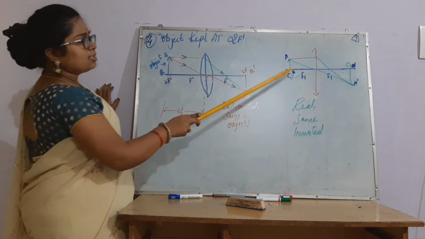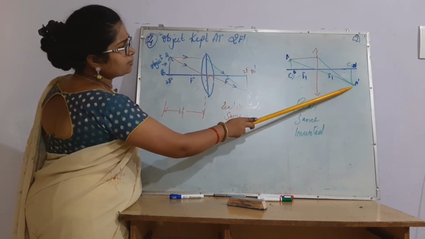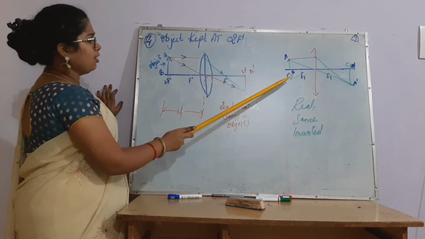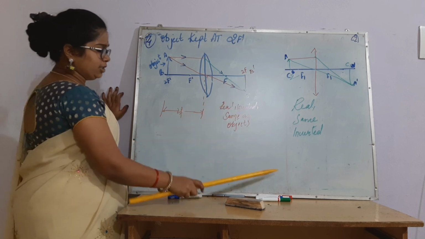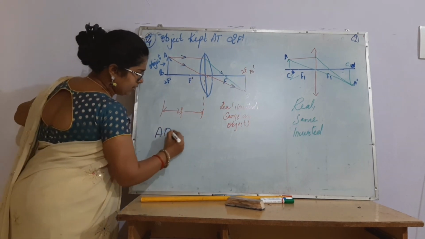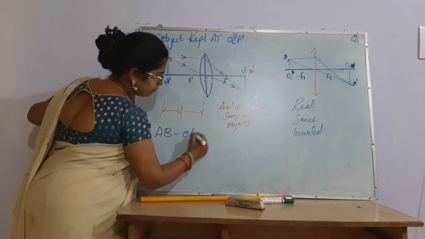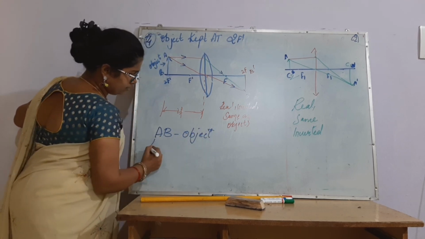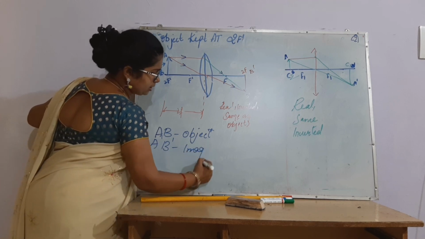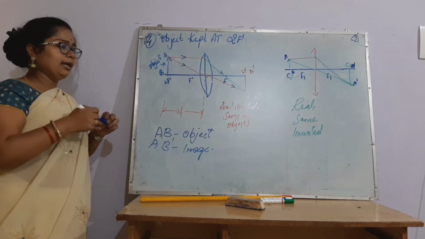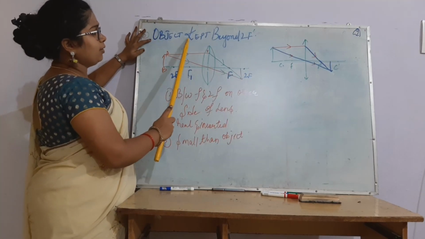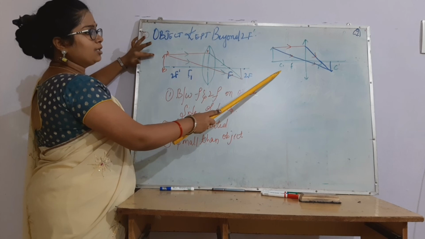Okay, so it is passing through the object, and here A dash B dash is the image, and here is the object. Object and image, in both the cases, AB is the object and A dash B dash is the image. So we will go with the fifth case, which is object beyond 2F or beyond C.